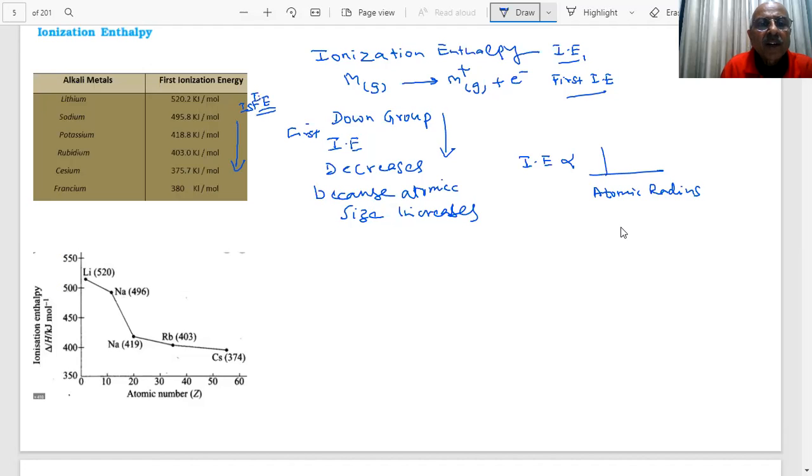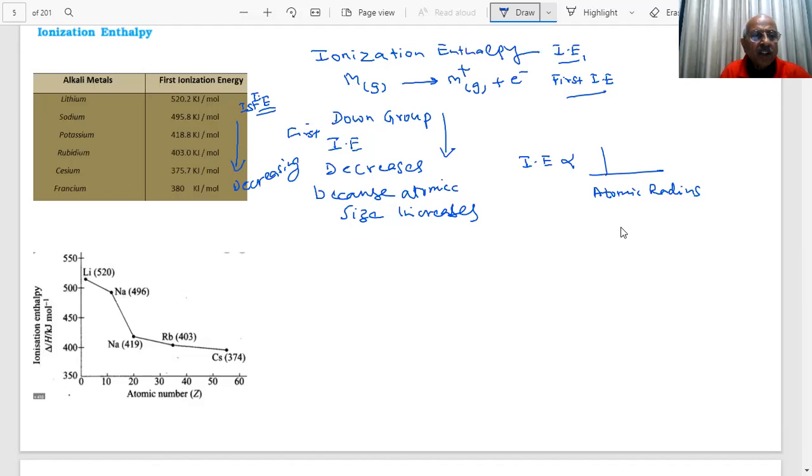What is happening? Decreasing. Are they decreasing? Tell me. Yes or no? Yes, sir. Okay, here is a graph of ionization enthalpy versus atomic number, students. We can plot it; the units are kilojoule per mole. So lithium has the highest value. Then it is decreasing, decreasing, decreasing. You can see that decrease.